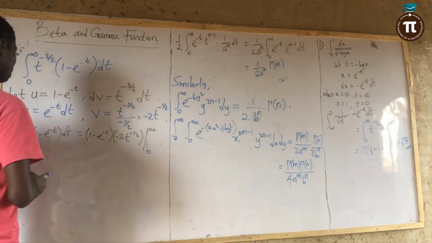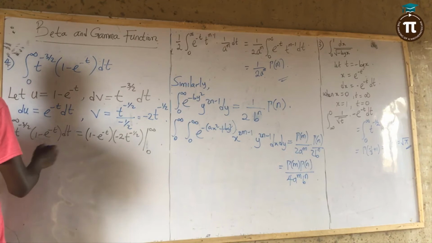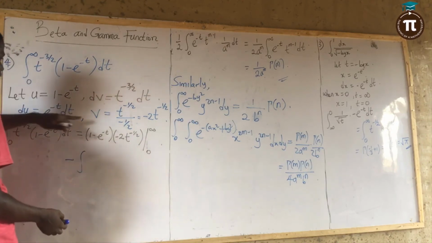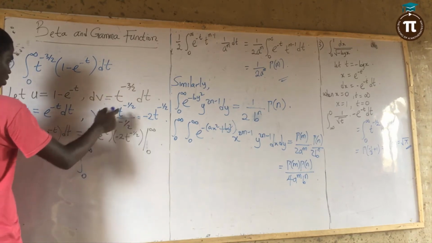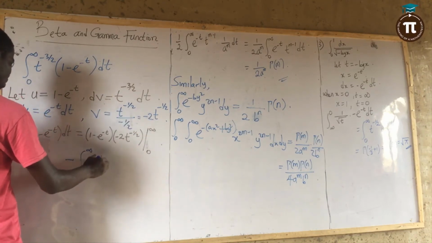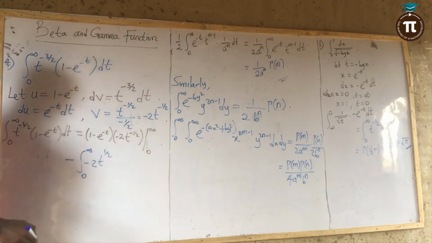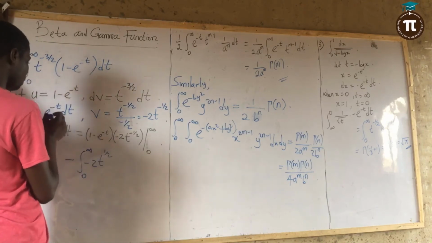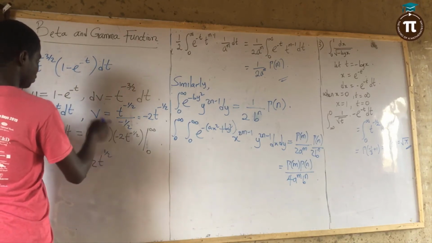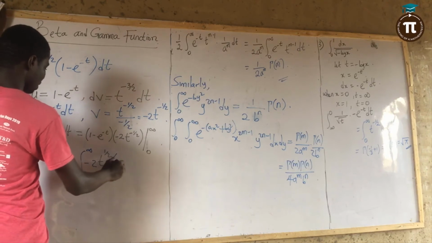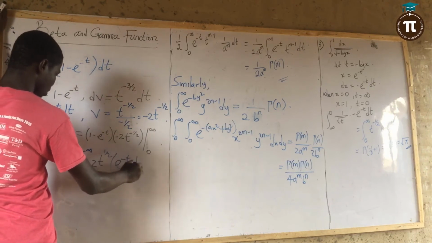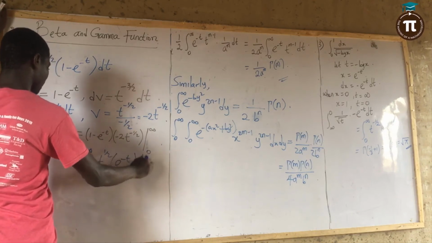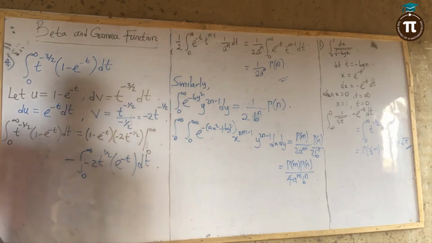From 0 to infinity of, and then minus the integral of v du. The integral of v du, that is the integral from 0 to infinity. This is minus 2t raised to the power of 1 over 2, and then du is e raised to the power minus t dt. That's what I'm going to have.